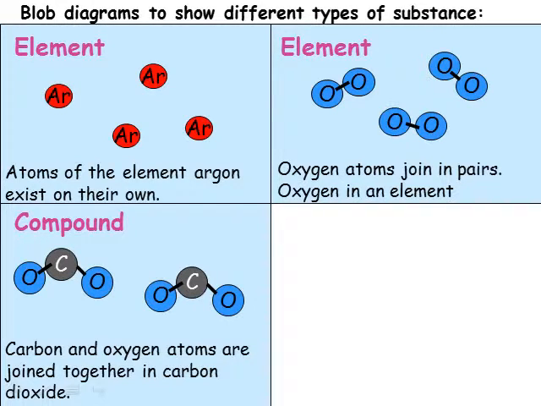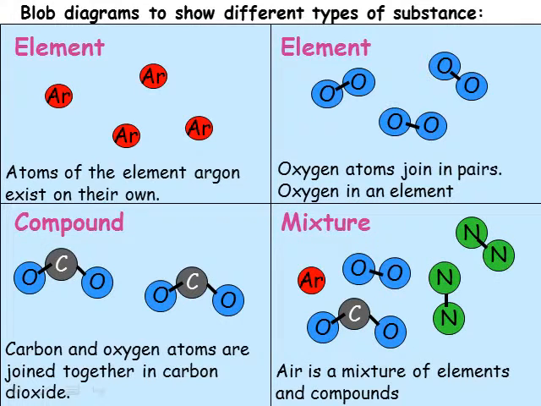The next diagram shows carbon dioxide. There are two types of atom present, so this can't be an element. The carbon and the oxygen are chemically joined together in the same way in every molecule shown, each one having one carbon and two oxygen atoms. This is therefore a compound.